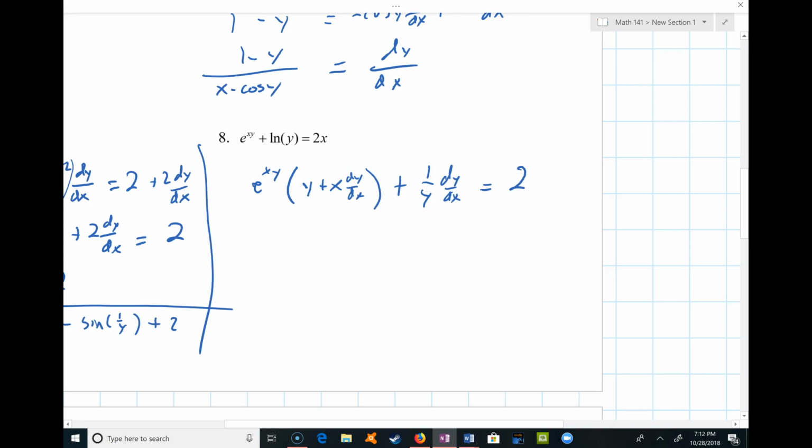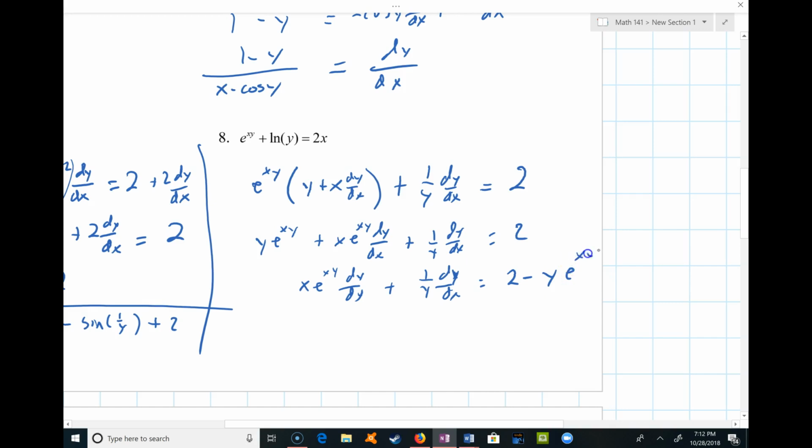So we'll distribute that e to the xy through. So I have y e to the xy plus x e to the xy dy/dx plus 1 over y dy/dx equal to 2. So let's move the thing without the dy/dx over. So then we're going to have x e to the xy dy/dx plus 1 over y dy/dx is equal to 2 minus y times e to the xy.